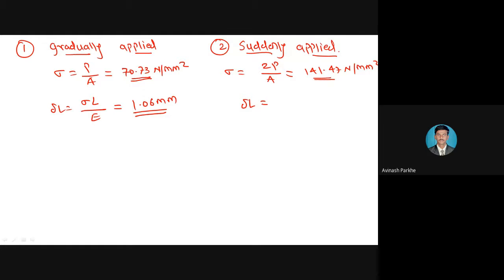Then suddenly applied load, please check. Formula will be same. Delta L is equal to sigma L upon E. Only sigma value will be changed.